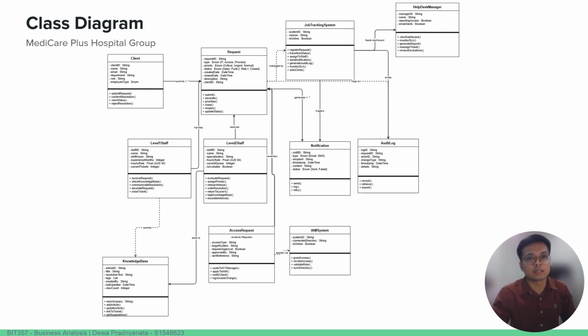And this is the class diagram. This is the structure of the BA artifacts for the proposed system. The main class is request because each ticket has an ID. Other important classes are client, level 1 staff, and others. The diagram shows how these classes relate to each other, as you can see here.